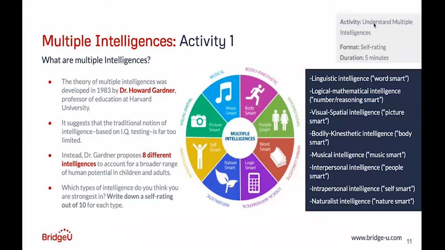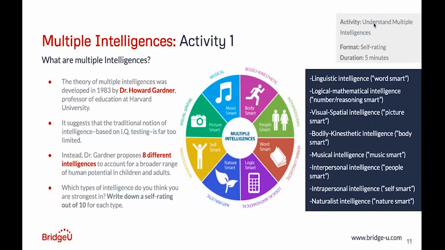The next type of assessment we'll be looking at in this lesson is multiple intelligences. Dr. Howard Gardner came up with the theory of multiple intelligences in 1983. He proposed that the traditional idea of intelligence being based on IQ testing is actually quite limited, and intelligence can take many forms. 8 types of intelligence have been put forward.